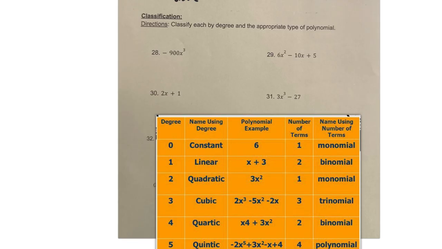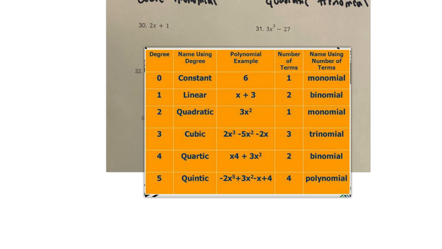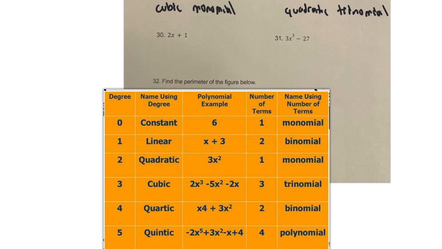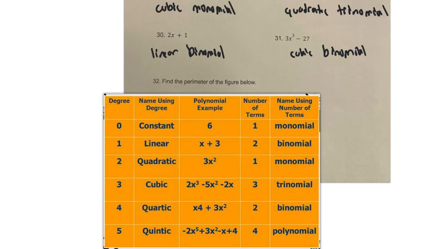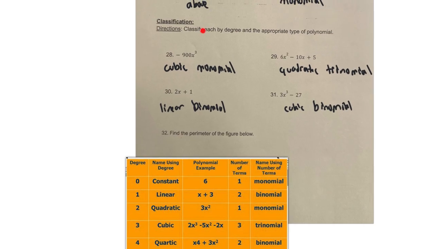So over here, we have a cubic monomial because of the degree. Over here, we have a quadratic trinomial, which is quite common in this level of math. You're going to have to deal with those. Over here, we have a linear binomial. Over here, we have a cubic binomial. And I do believe we satisfied the directions completely. Classify each by degree. Yes, we did that. And the appropriate type of polynomial. Yes, we did that.